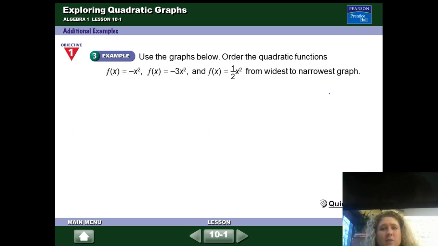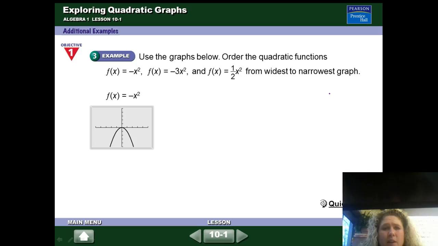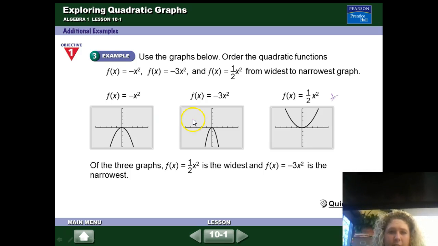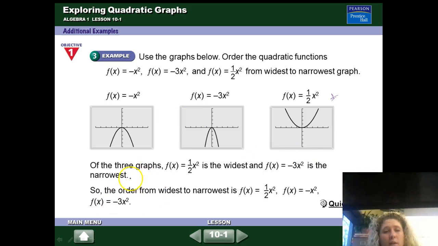This next one says order these graphs from the widest to the narrowest. So, knowing what we know, this one looks pretty wide, I would say, and then it's kind of getting a little more narrow, and then probably in between. So I'm going to roll through what they have here. It says of the 3 graphs, y = 1/2 x squared is the widest, and -3 is the narrowest. So in order, you would put them in this order.